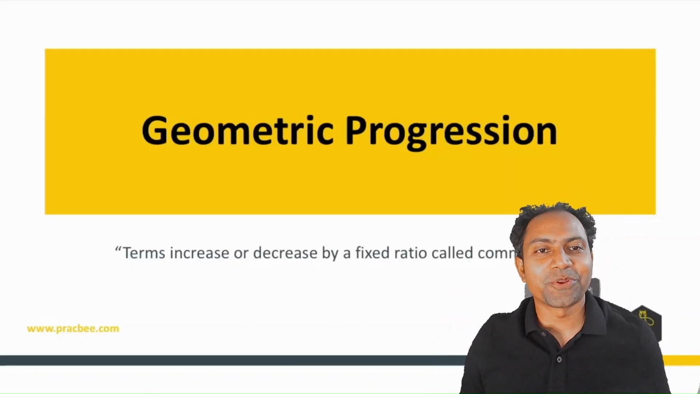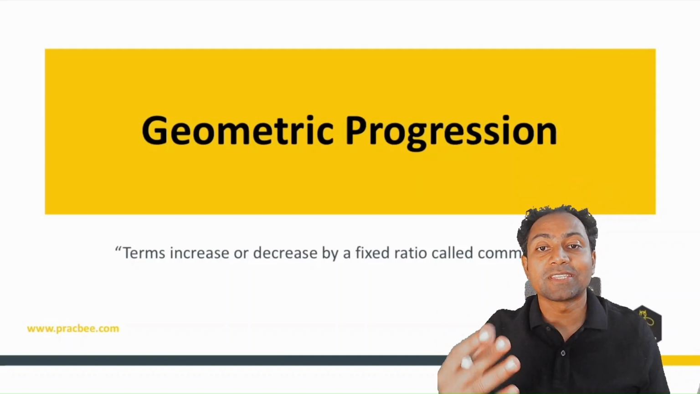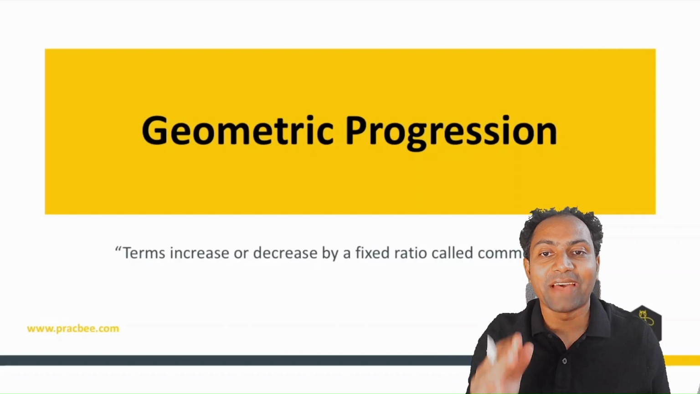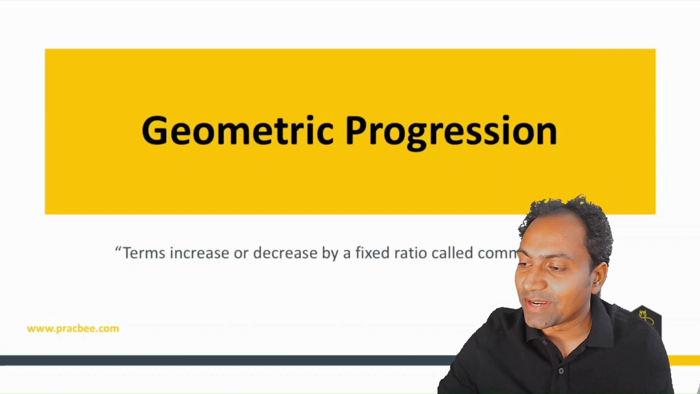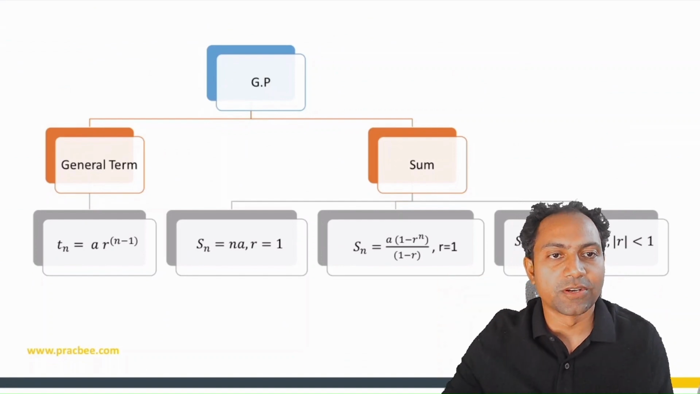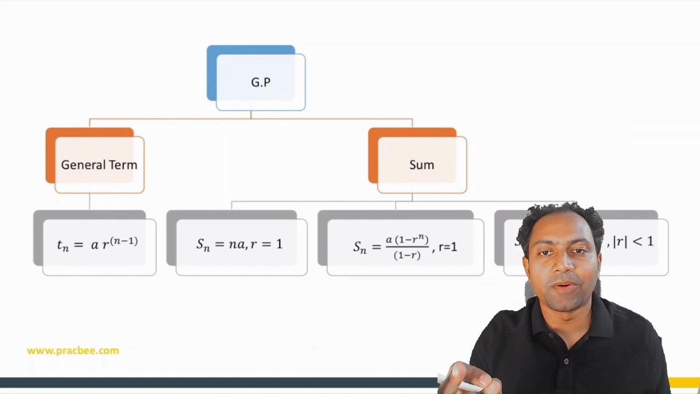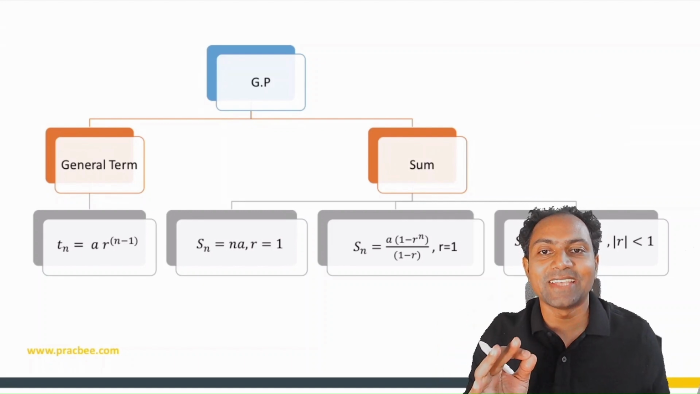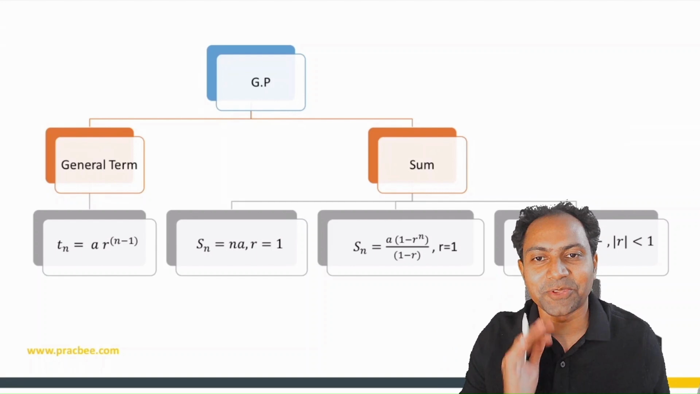Next, we are going to look into geometric progression. A geometric progression is defined by a sequence in which the consecutive terms have a common ratio. So now let us first see what the basic results on geometric progression are. There is a result for the general term, that is nothing but the general term of a GP is equal to A into R raised to the power n minus 1, where A is the first term and R is the common ratio.